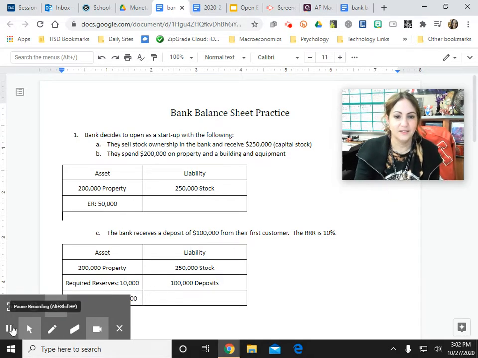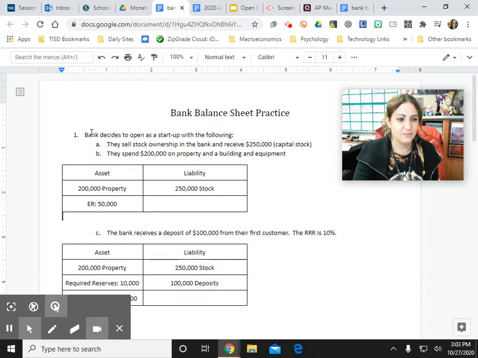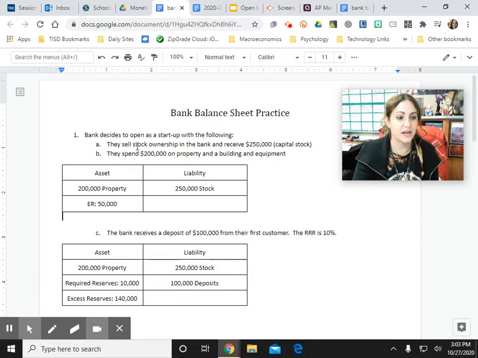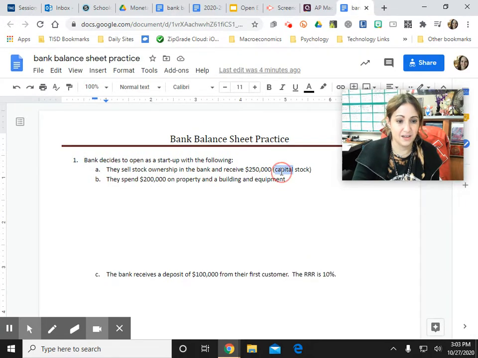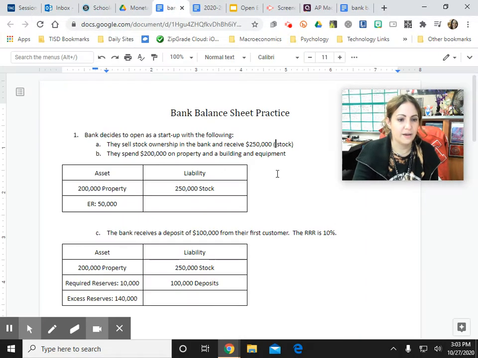So you can follow along with me, and basically the first scenario is a bank decides to start up with the following. They sell stock ownership in the bank and receive $250,000 of stock. I need to erase the word capital because it's not capital stock, it's just stock. Capital stock would be like pizza ovens. Okay, and they spend $200,000 on property and building and equipment.